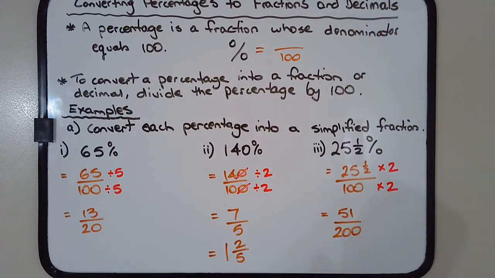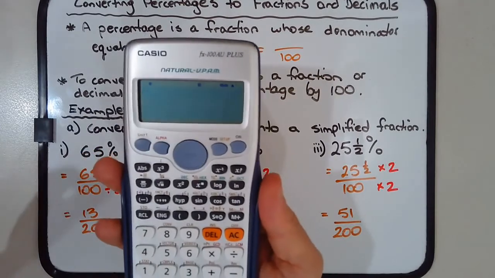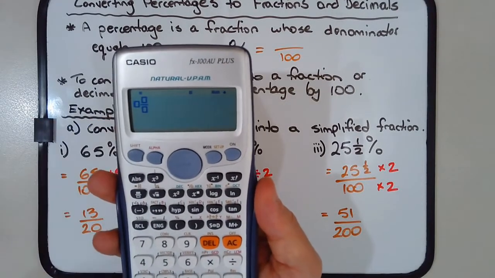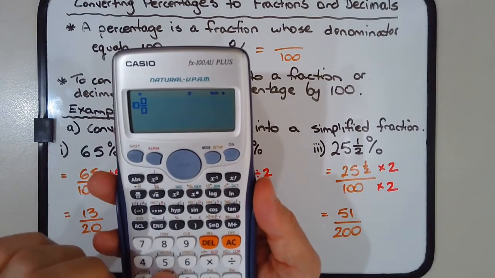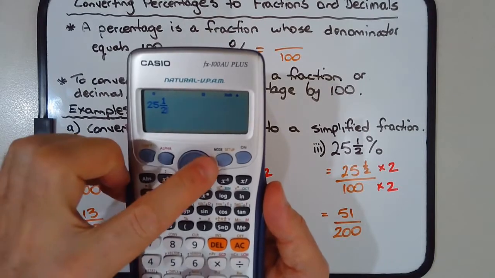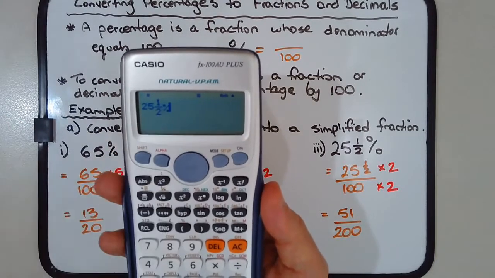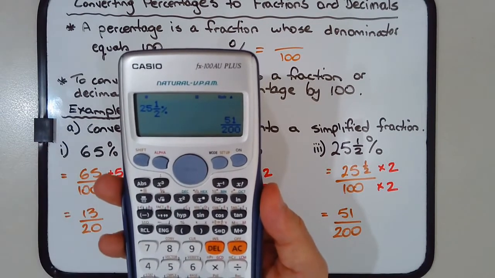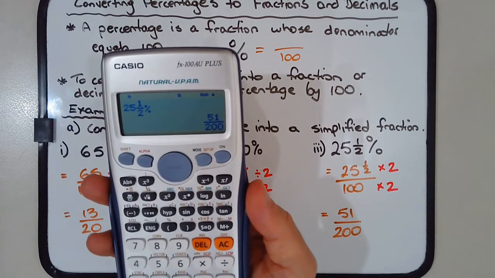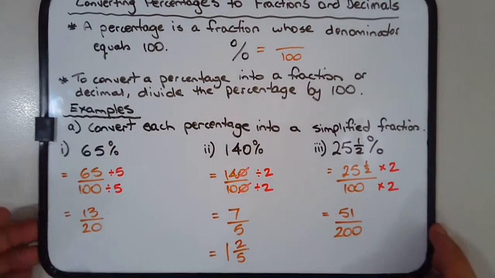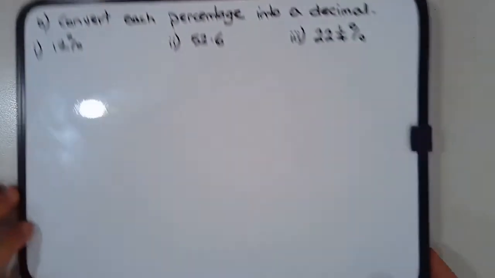25.5% is not 1/8. So the way to do this, again, shift fraction, and this enables you to enter in a mixed numeral. Let's type this in correctly. 25.5, so just fill in all the squares, shift percent at the end, press equals, and there's your simplified fraction. And that's it.